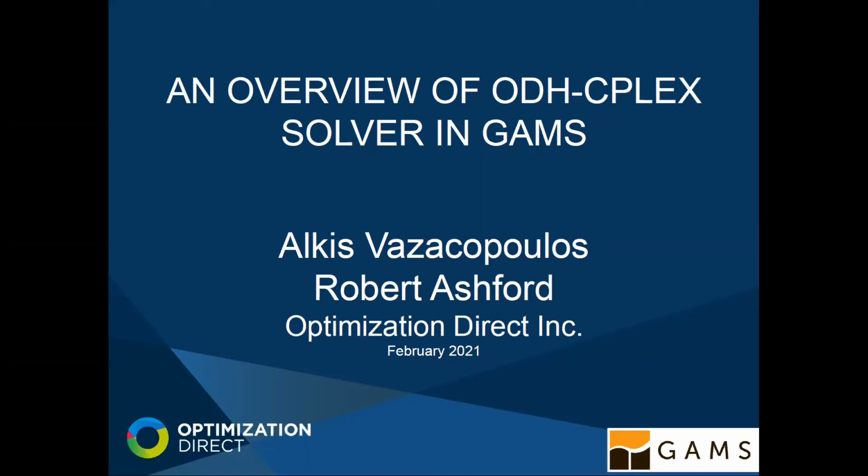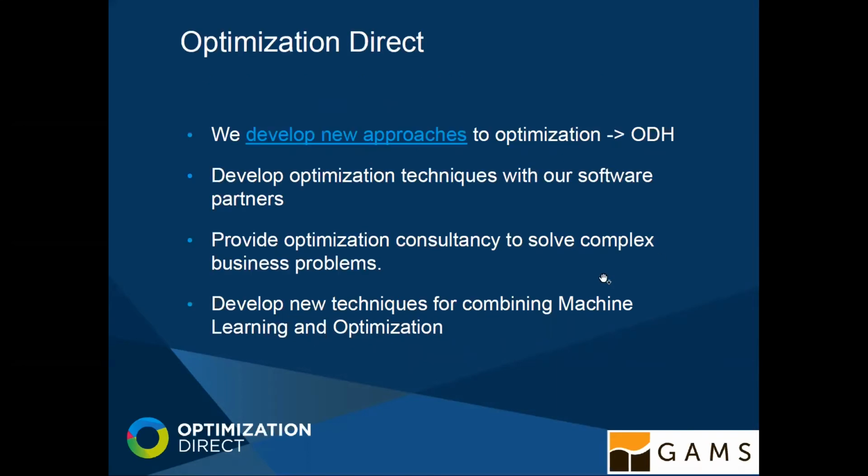But to begin with, let me say a few words about Optimization Direct. We're a company which sells CPLEX software, provides consultancy to CPLEX customers, provides modeling expertise, and indeed, we develop our own technologies for optimization, in particular ODH, which I'm going to talk about today. And we are looking at combining machine learning with optimization to help us deliver useful information, perhaps even good solutions to models that would previously be quite inaccessible.